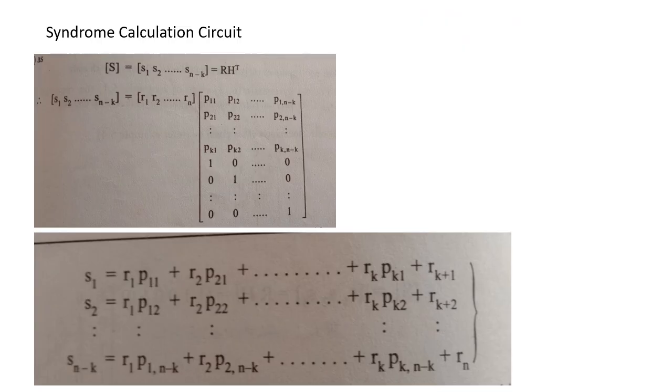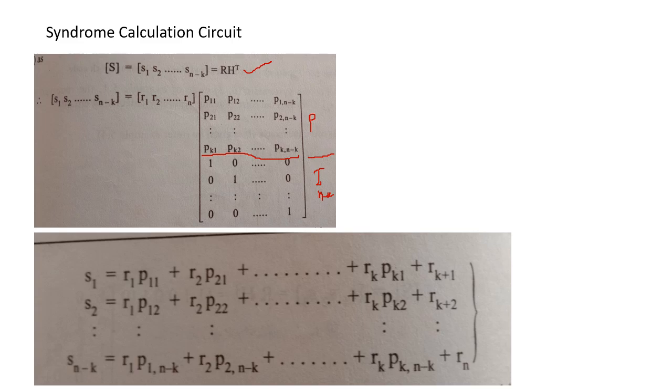Next you have a syndrome calculation circuit, which will usually be at the receiver end of the communication system. So we write S is equal to R into H transpose, where H is the parity check matrix, and we write the transpose of that: P11, P12, P13 and so on. We write the parity matrix as it is, and then the remaining part as the identity matrix of size n minus k, and we'll get certain equations when we do the row-column multiplication.